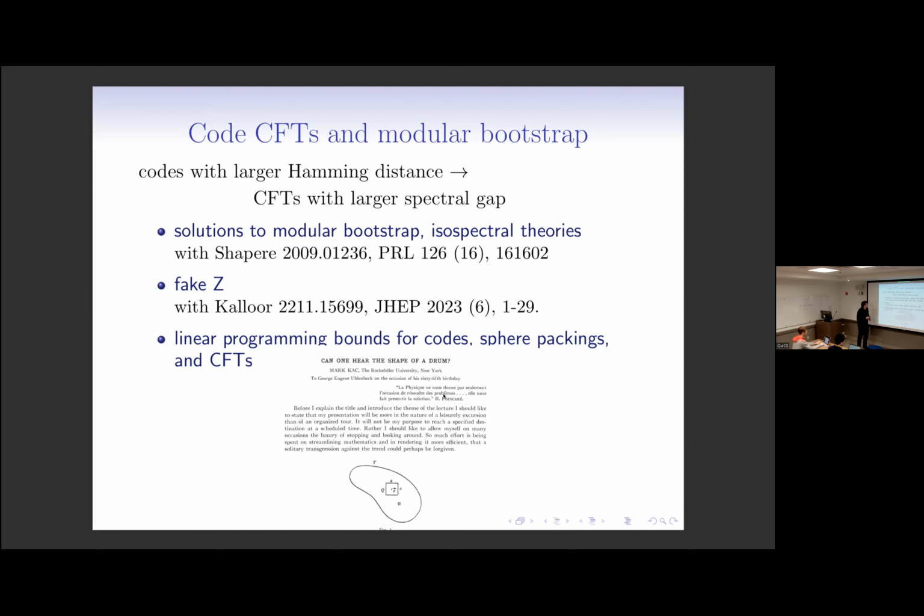Okay. So what can codes help you do? They help you solve the modular bootstrap constraint. Modular bootstrap constraint is a constraint that your partition function is invariant under modular transformation. Mathematically, this is a highly non-trivial constraint, but from codes, you get it for free. And you can construct many solutions using codes, or very special solutions, for example. You can consider isospectral theories.